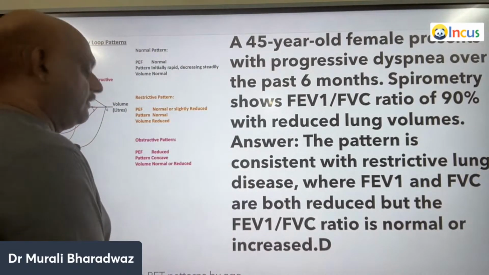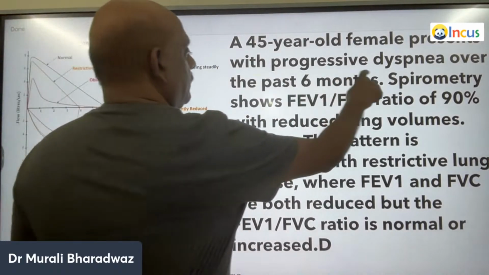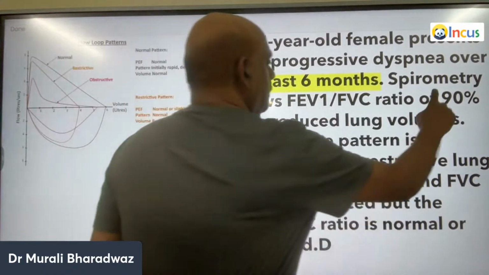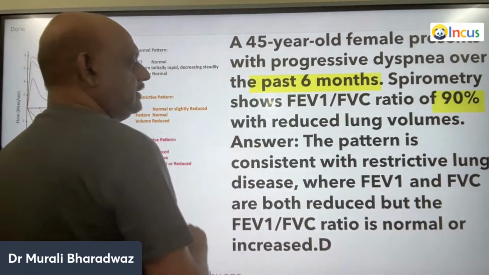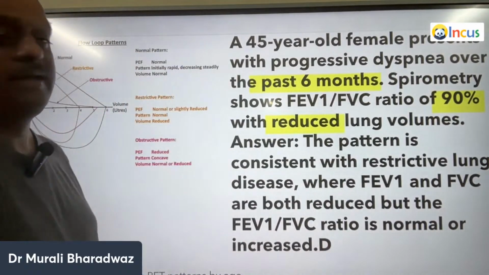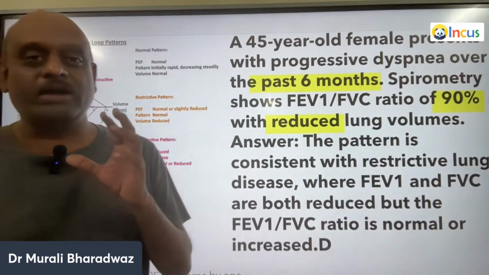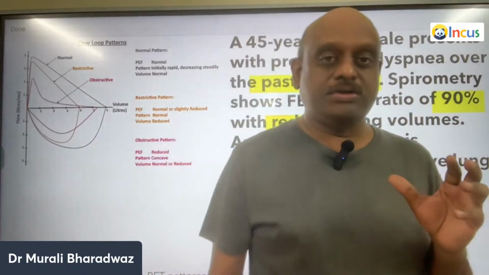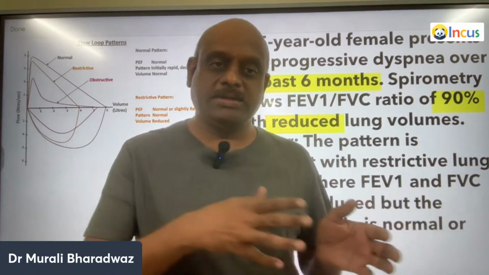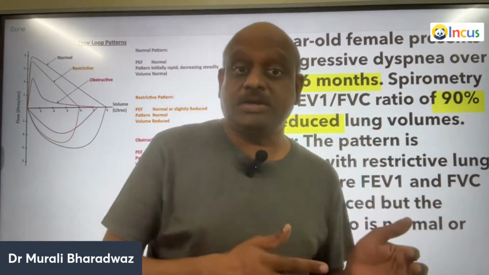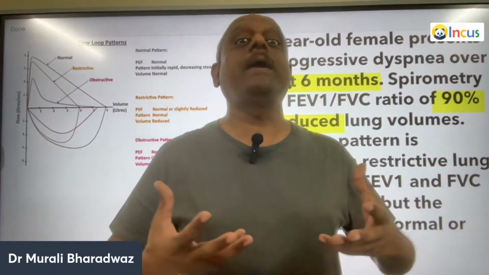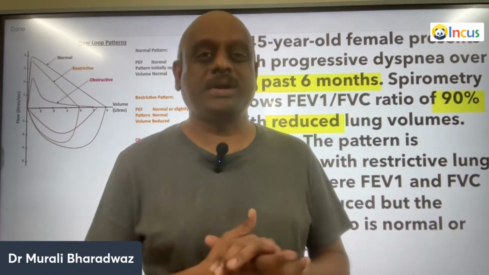A 45-year-old female with progressive dyspnea for the past 6 months. How is the FEV1 by FVC ratio? It is 90%. How is the lung volume? Lung volume is reduced. So what type of pattern is it? All of you know, there are two patterns that you need to remember when it comes to lung disease. One is obstructive lung disease, the other is called restrictive lung disease. In restrictive lung disease, you have a shrinkage of the lung volume, whereas in obstructive lung disease, you have hyperinflated lungs. That is what you need to remember.